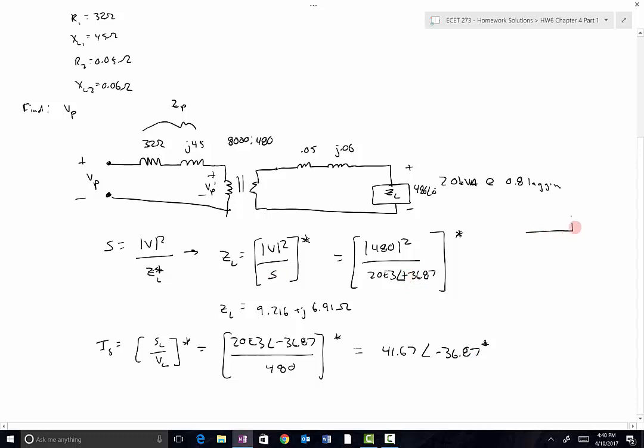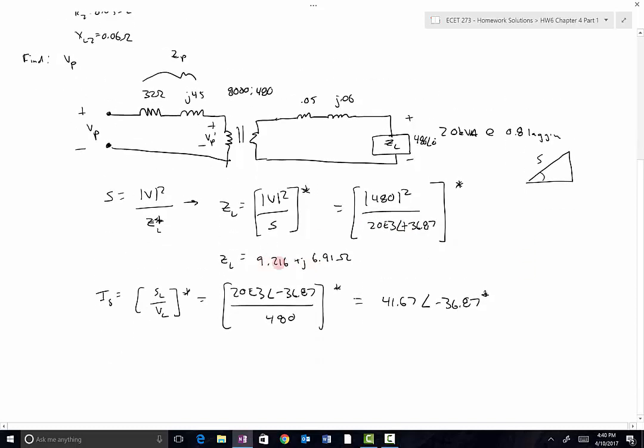Power triangle for a lagging system looks like that, right? S is in the first quadrant. So if I'm going to use the complex conjugate there, that needs to be positive. I combined two steps and didn't realize that. My apologies right there. So hopefully that clears up that confusion. This answer is correct, though. I just had marked the wrong symbol right there. So 41.67 angle negative 36.87 degrees amps for the current in the secondary.